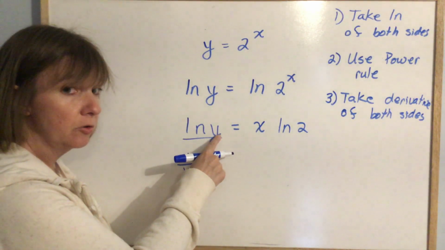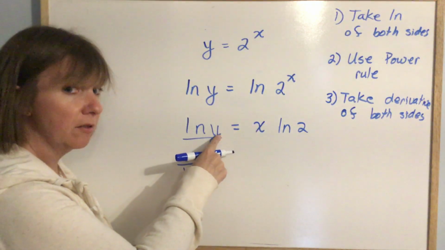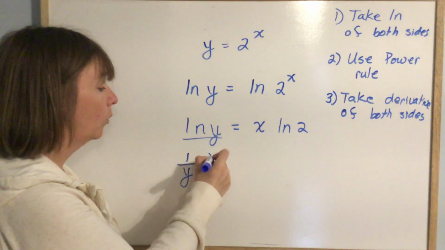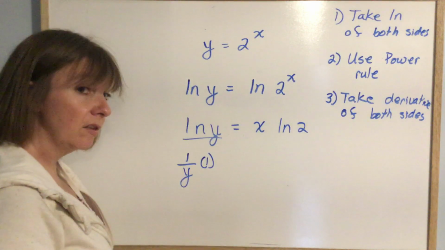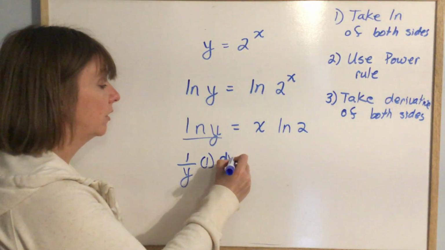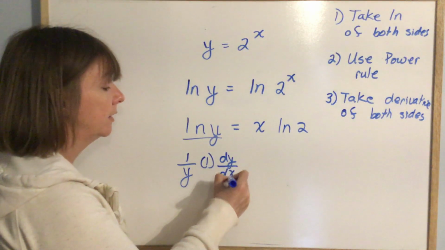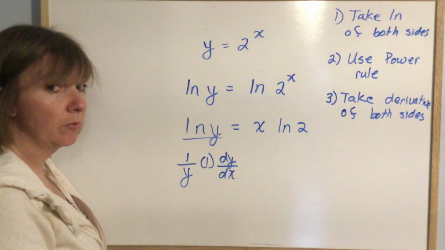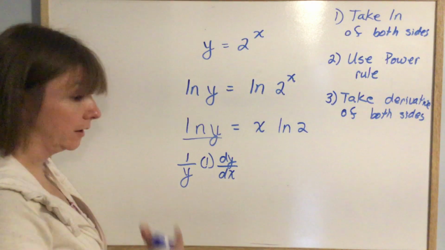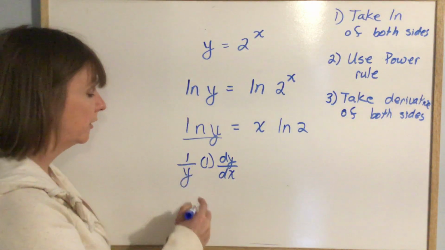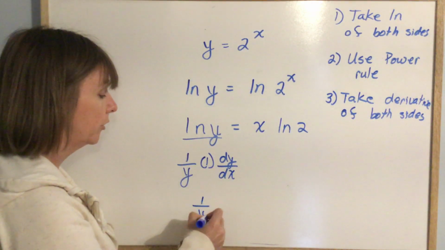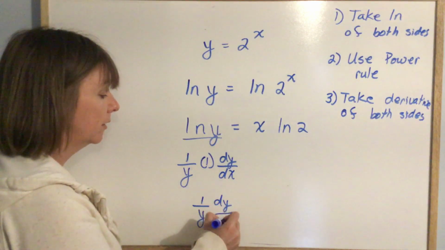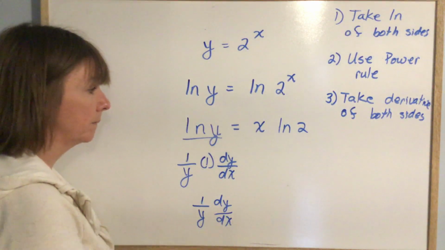Then I have to take the derivative of the y itself, which would be 1. But because it's y, I have to say, listen, when I took that derivative of y, I did it with respect to x. So that is the derivative of this side. Now I can clean that up. 1 over y times 1 is just 1 over y times dy over dx.